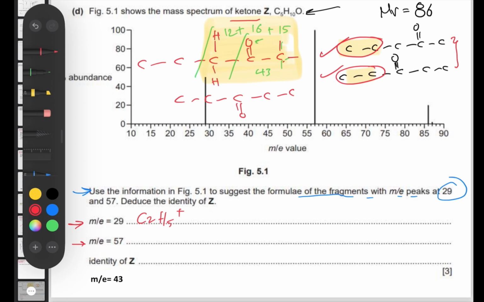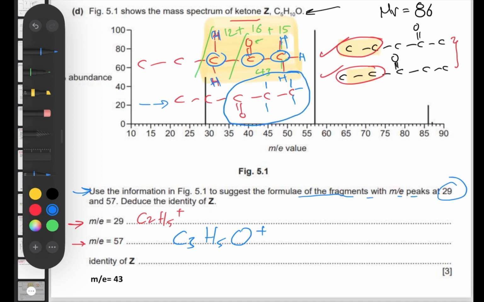So I can represent this. How many carbons do we have? 1, 2, 3, so it's C3. How many hydrogens? 1, 2, 3, 4, 5, H5. And how many oxygens? We have only 1. Don't forget the positive sign. It's a possible answer. Can I do the same thing in this structure? Yes, I can take this; the fragment is the same. It's C3H5O positive. So both fragments can work. So it's C3H5O positive.